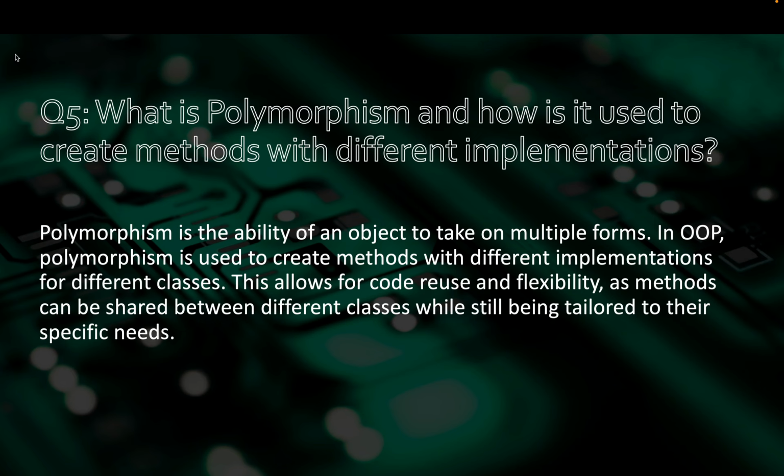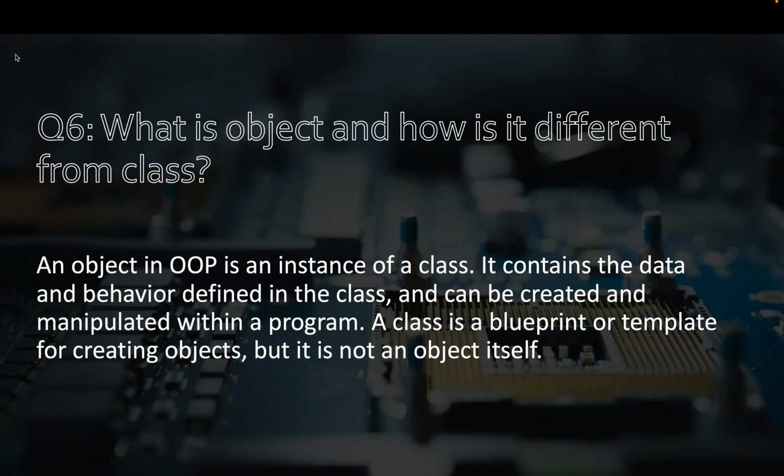Question number 6. What is an object and how is it different from a class? An object in object-oriented programming is an instance of a class. It contains the data and behavior defined in the class and can be created and manipulated within a program. A class is a blueprint or template for creating objects, but it is not an object itself.